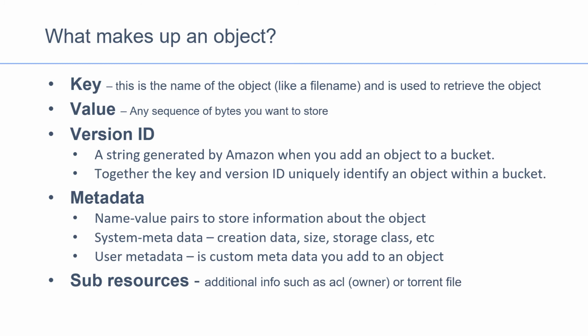Metadata is name-value pairs, and it's used to store information about the object. And you have system metadata, which is things like creation date, size, storage class, etc. And you have user metadata, which is custom metadata you add to an object yourself. And sub-resources are additional information such as the ACL owner or torrent file.